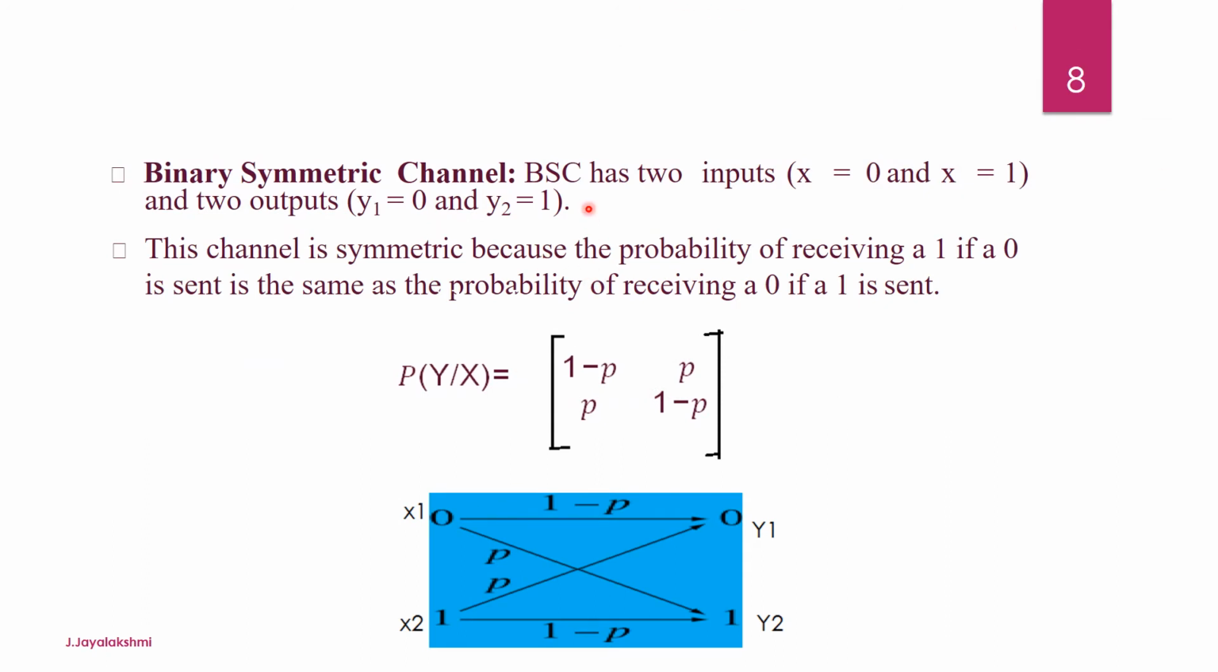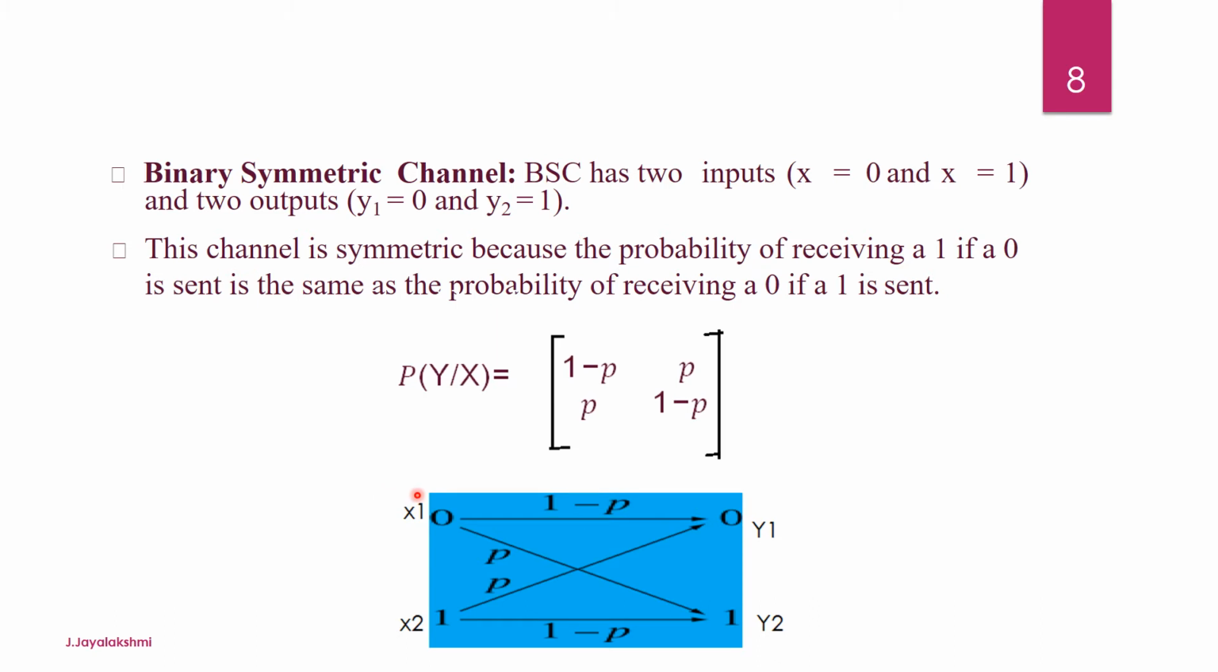The binary symmetric channel has two inputs, that is x equal to 0 and x equal to 1, and two outputs, that is y equal to 0 and y equal to 1. This channel is symmetric because the probability of receiving a 1 if a 0 is sent is the same as the probability of receiving a 0 if a 1 is sent. This can be pictorially represented in this way.